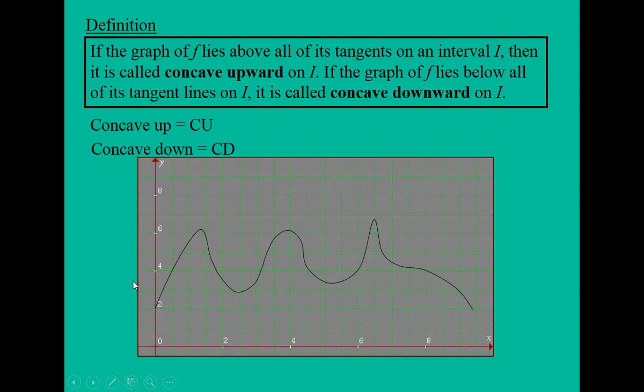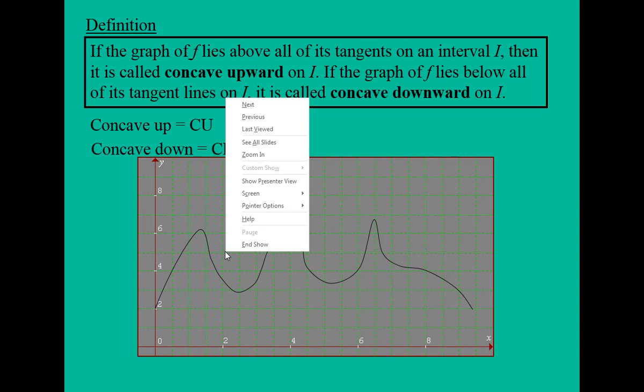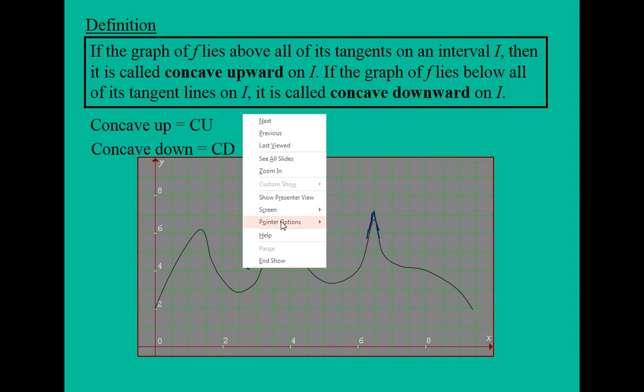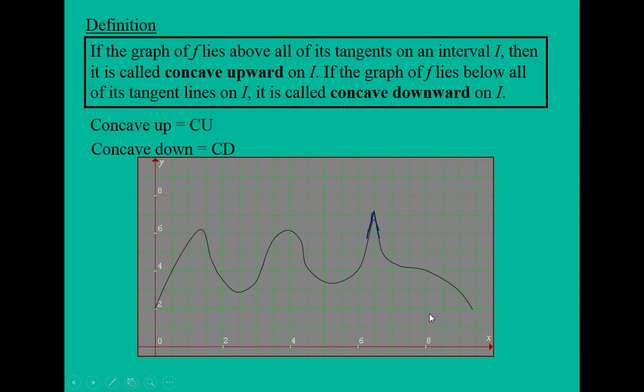Now, just looking at this graph, can you identify the intervals where this is concave upward and where it is concave downward? With this graph, I tried to make this come to a point, not rounded like it shows there. Imagine this coming to a point. So let's look at being able to identify where this graph is concave upward and where it's concave downward. Let's look at those intervals.